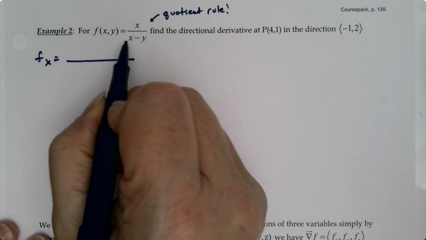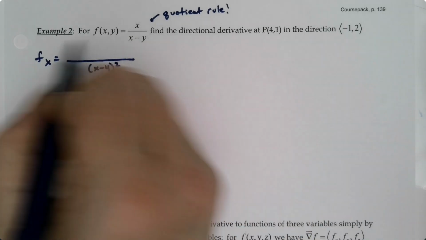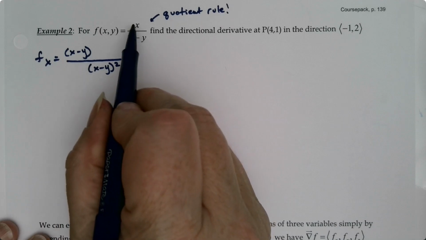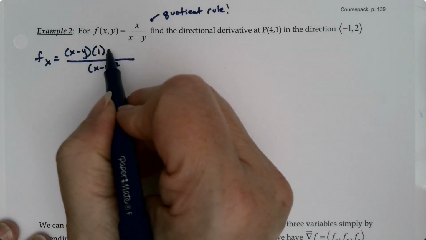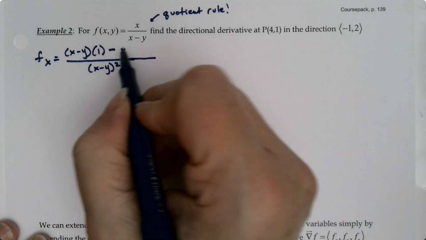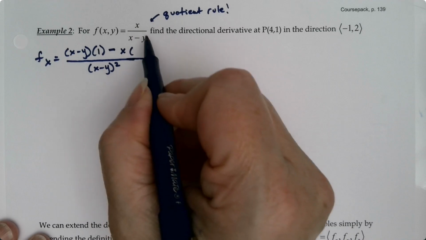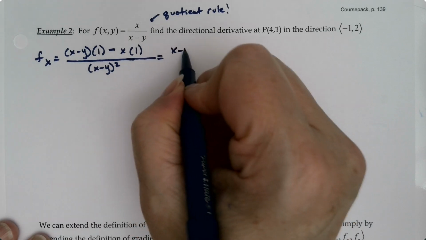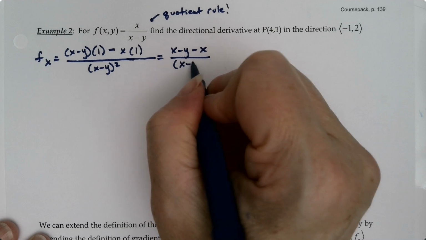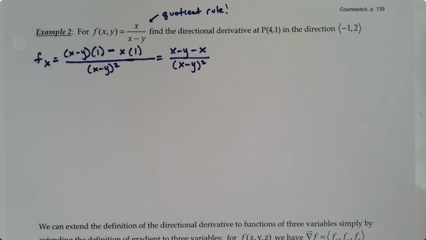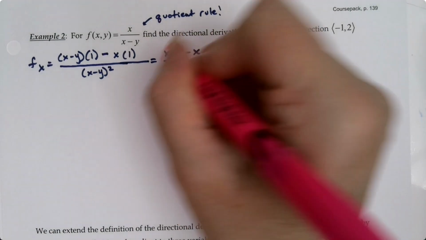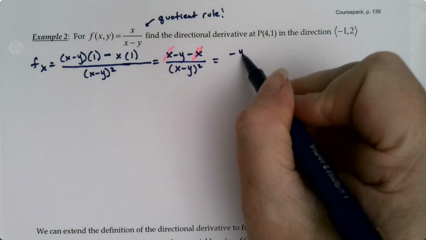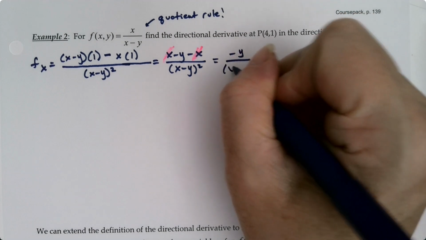So quotient rule, you take the denominator, you write it and square it, and then you take the denominator and write it out front. Then you multiply by the derivative of the numerator with respect to x, which would be 1, minus. Then you write the x, the numerator, and you take the derivative of the denominator with respect to x, which would be 1. So that leads us to x minus y minus x over x minus y squared. Of course, the x and the negative x are gone, because x take away x is gone. Boom. And that leaves us minus y over x minus y squared.